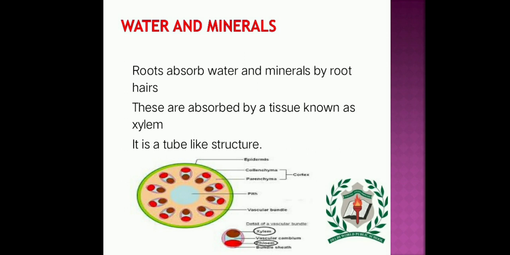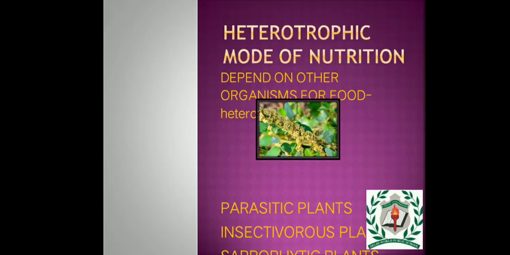What are the carbohydrates made up of? Carbohydrates are made up of carbon, hydrogen and oxygen. So far we discussed the autotrophic mode of nutrition. Moving on to the next one, it's the heterotrophic mode of nutrition. What is a heterotrophic mode of nutrition?